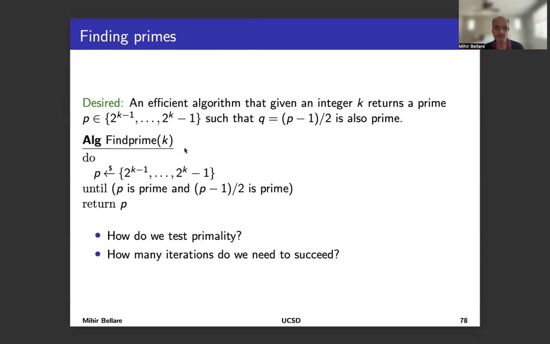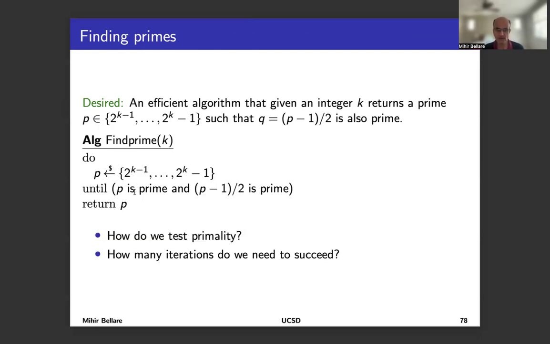So in that case, here's what our find prime algorithm may look like. You give it the desired bit length, and it'll pick a random number in this range. And it'll test, is that number prime? And for this condition, is it also the case that (p-1)/2 is prime? And if so, done, you output this p. If not, you go and try again.